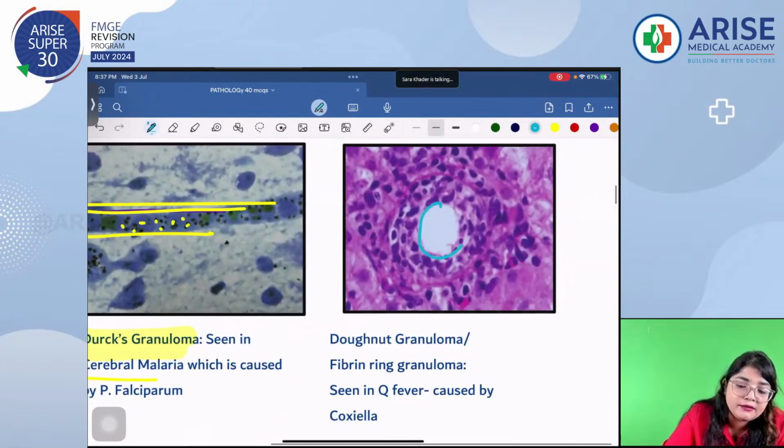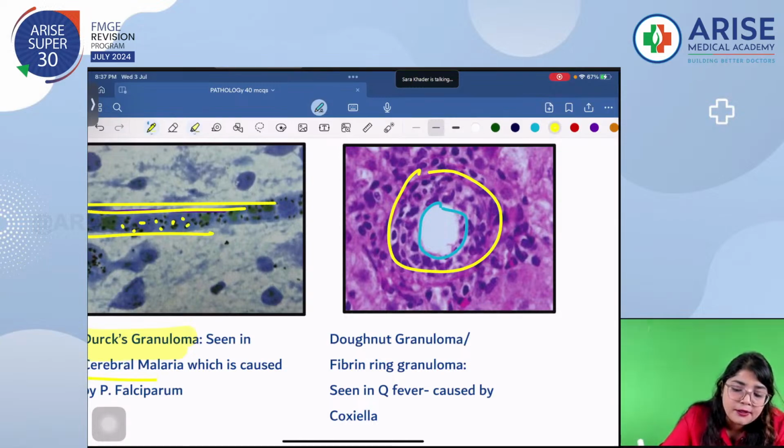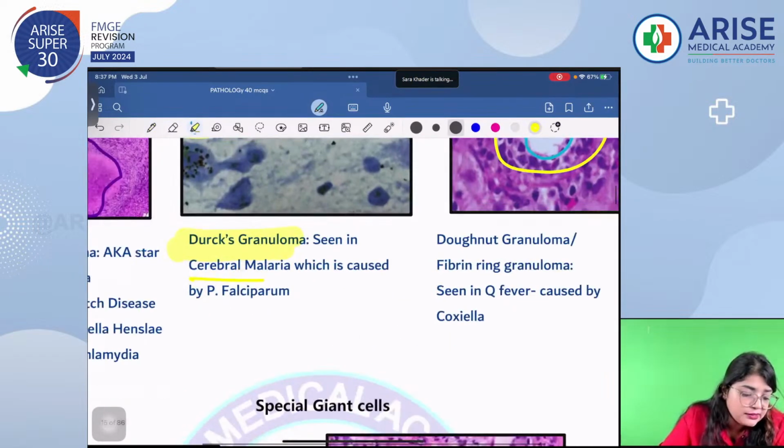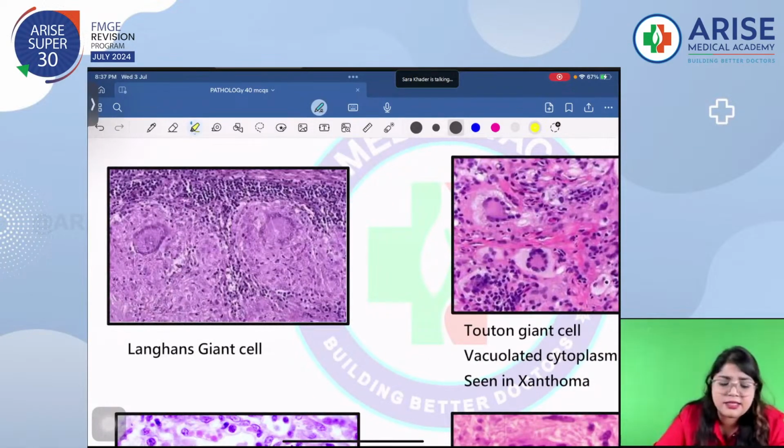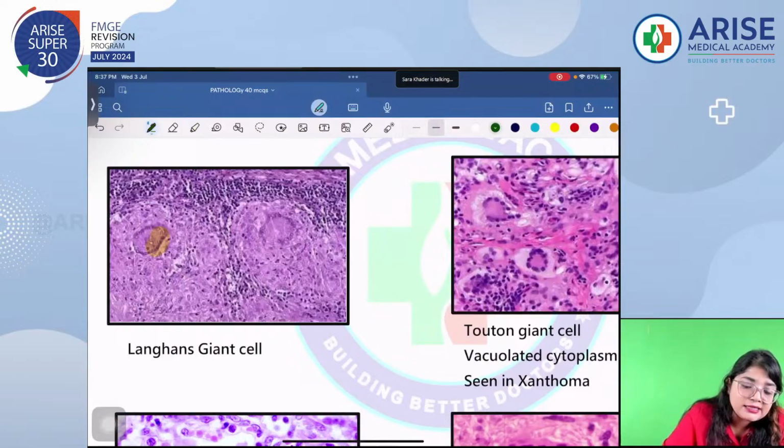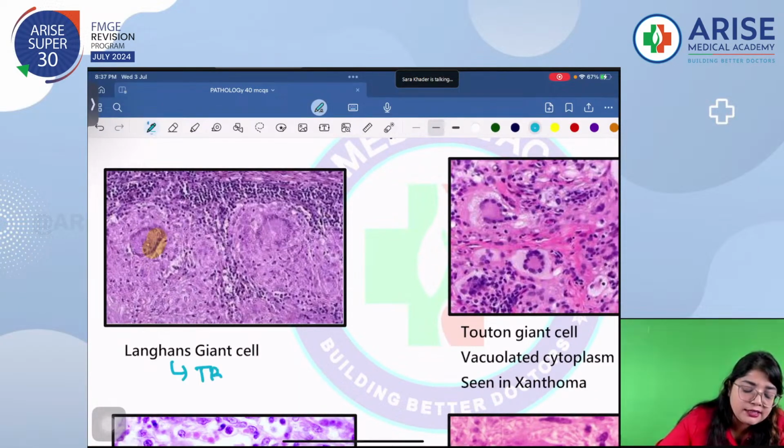While this ring here, what is this granuloma? This is your doughnut granuloma seen in Q fever. So these are some different kinds of granuloma that you need to remember. Plus, these are some giant cells that are very important for the exam. So this giant cell is actually the Langhans giant cell seen in TB.